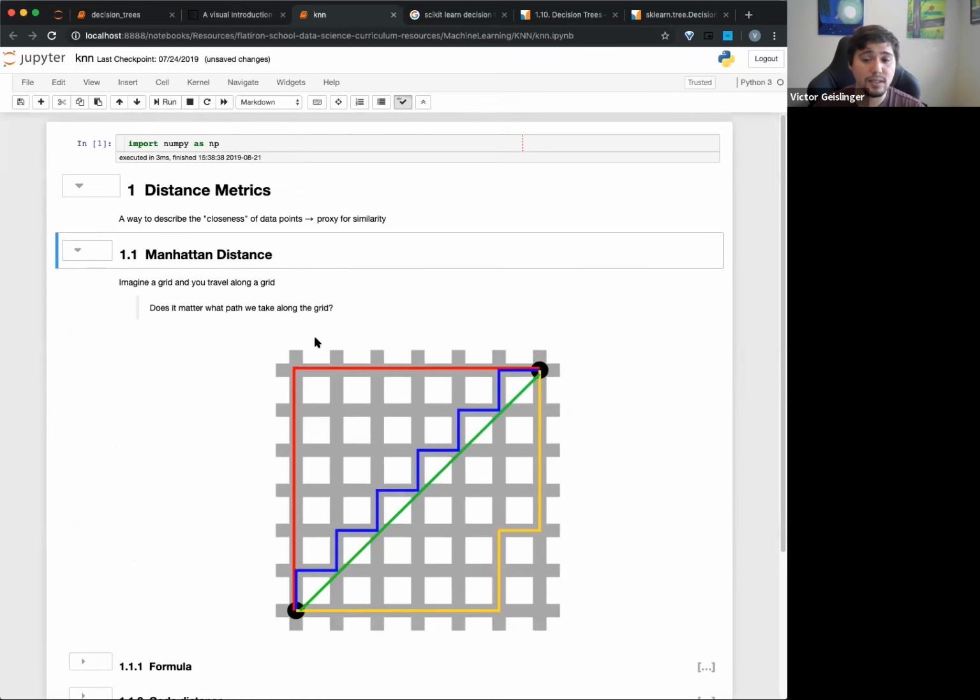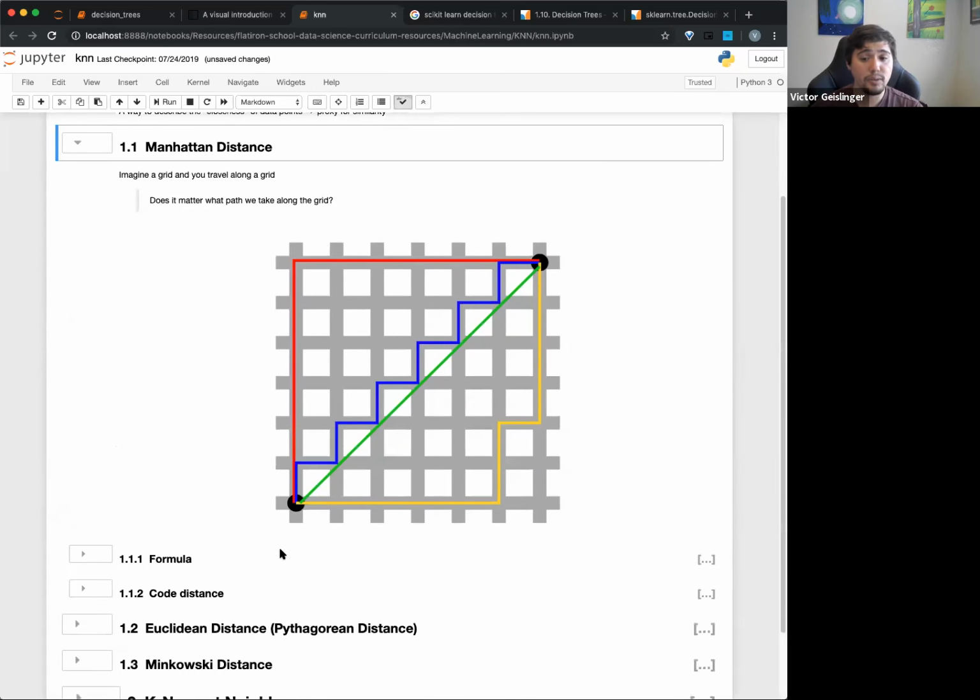Basically, it's your walking distance. If you imagine you have two points, this black dot here and this black dot here, you ask how far away they are from each other. You can literally cut across like this, which is what you normally would do, as far as the crow flies. That's saying how far something is.